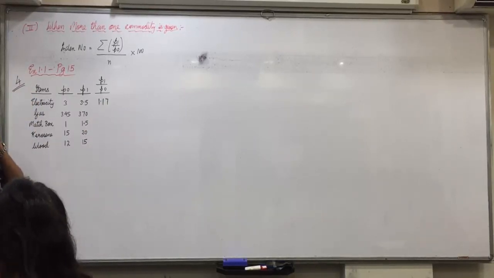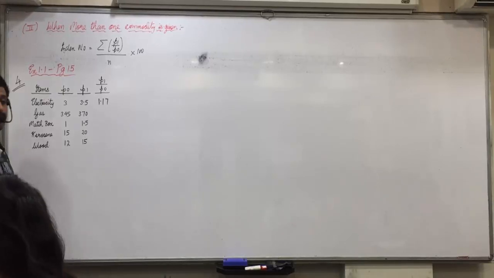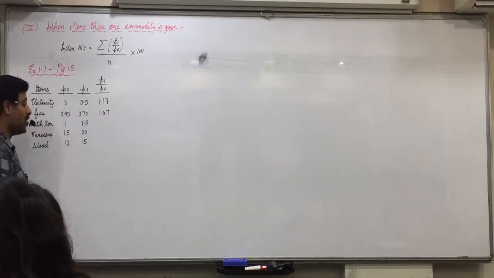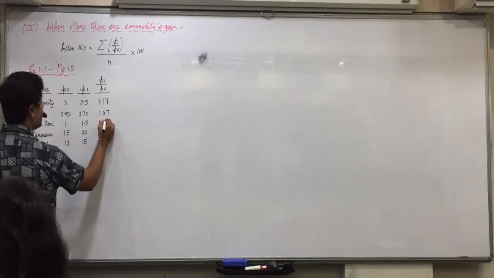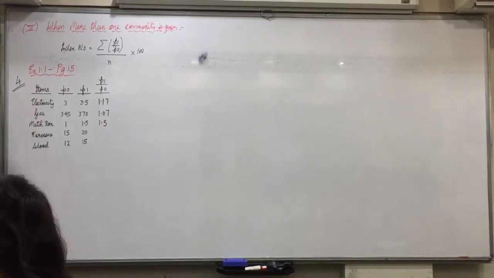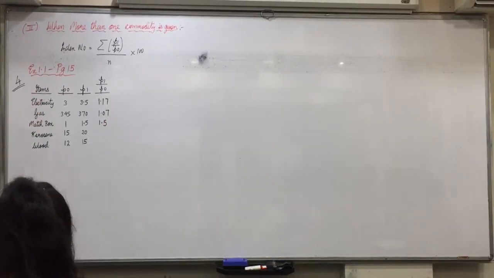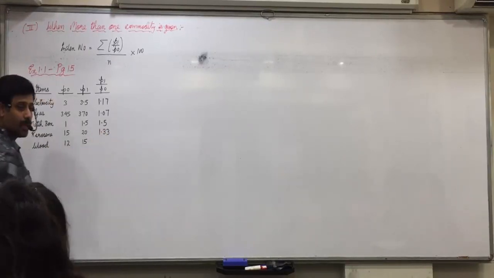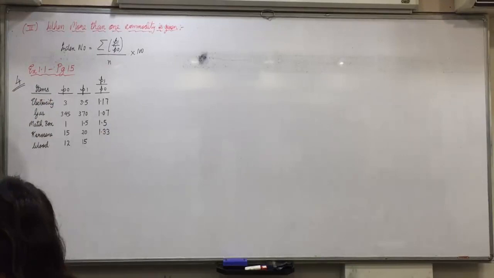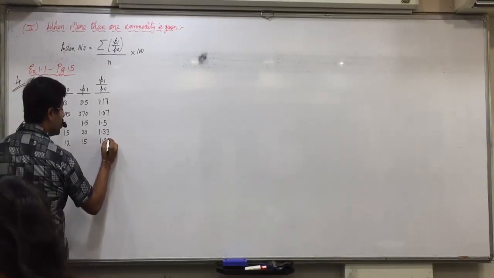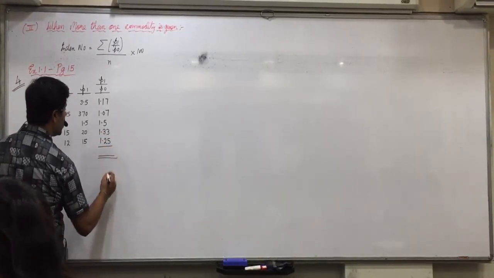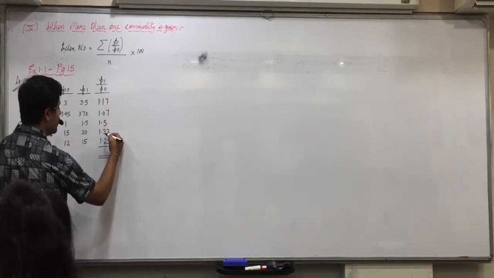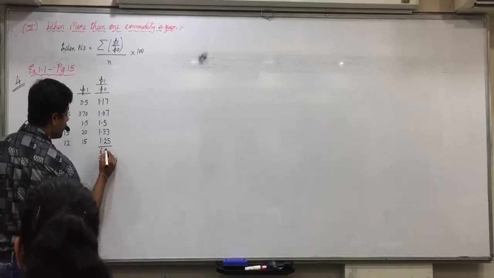Shiva. 1.5 divided by 1.5. Then Swara, 20 divided by 15. 1.33. Puja, 15 divided by 12. 1.25. And we require its total. So 1, 2, 3, 4, 5, and the total comes to 6.32.